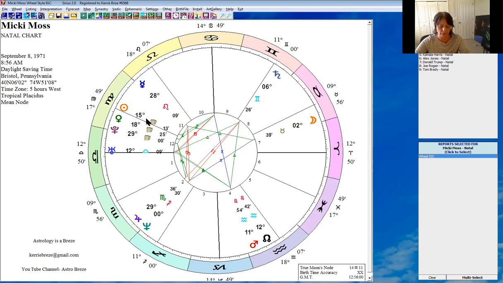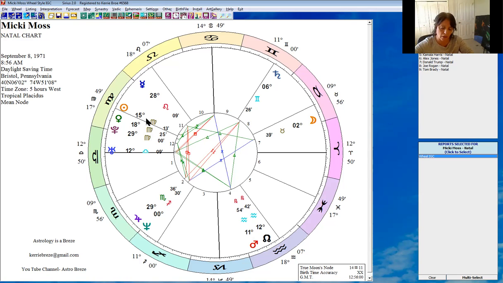Should have wrote smaller. Okay, then we have Neptune, and Neptune's in Sag, and we have a mutable fire, and then we have Pluto over there in Virgo, and then we have our mutable earth, and then we have our ascendant in Libra, and we know that's a cardinal, and it's air. All right, so got them all down.